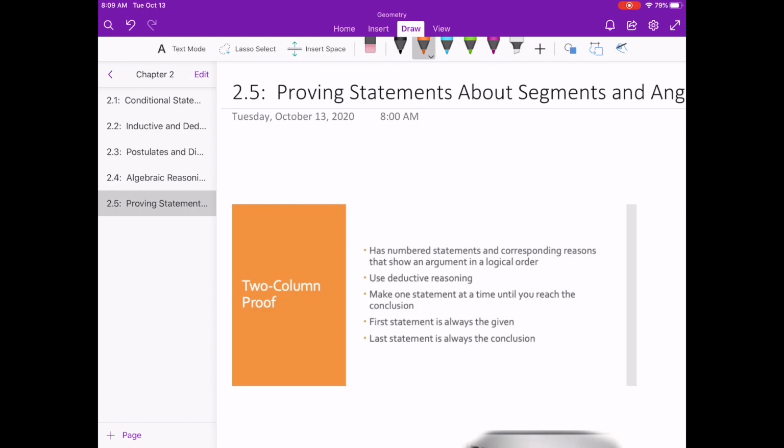When we're doing proofs, we use deductive reasoning. We don't use patterns, we use rules. So a lot of times you're going to use definitions or postulates or theorems as your reason, and you're going to do it step by step until you reach your conclusion. Your first statement is always going to be the given, and your last statement is always going to be the conclusion. So let's look at a couple of examples of two-column proofs.